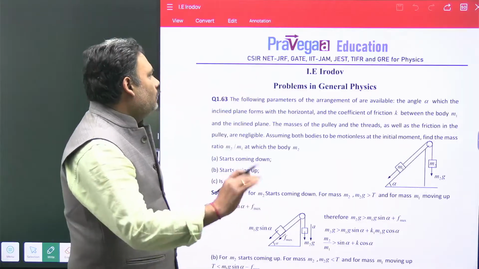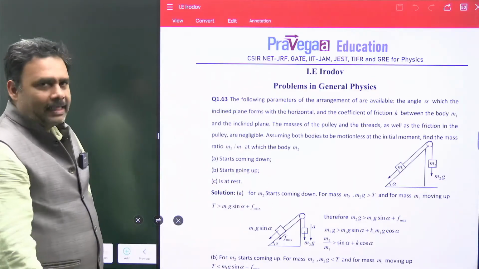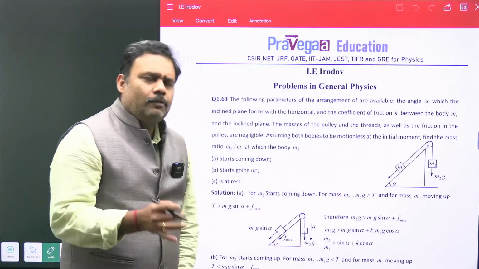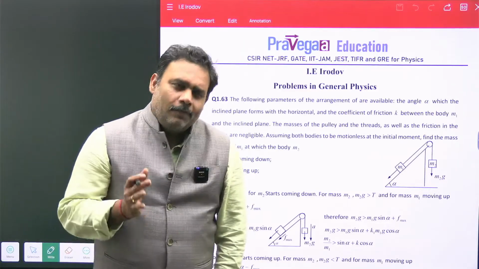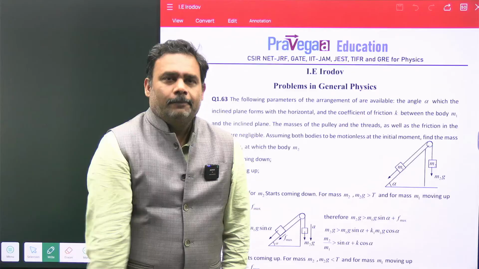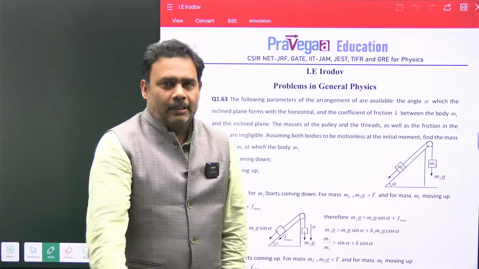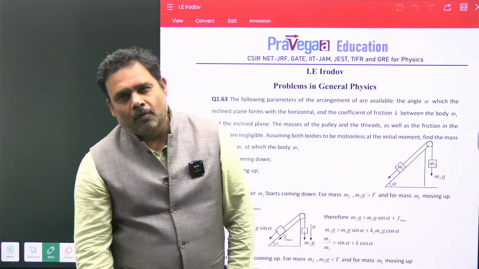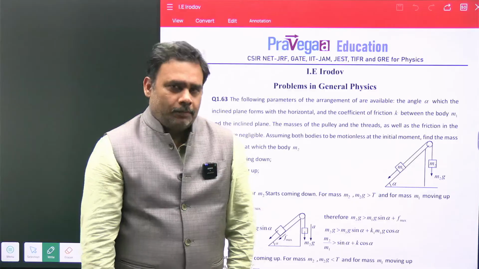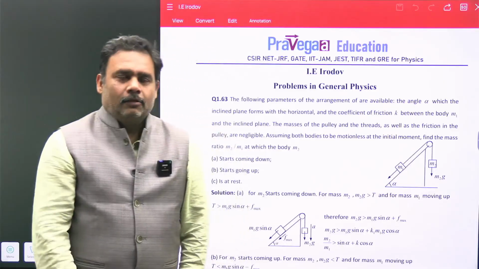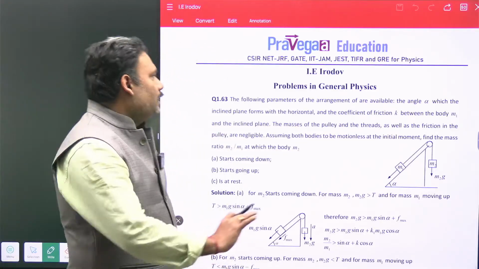Let us try to solve this problem from scratch. When you are solving an Irodov problem, always keep in mind that the problem will be a little lengthy. You have to spend time and solve it step by step. Most of the questions you have to solve from first principles, so that you can enhance your concept. Let us go for this.